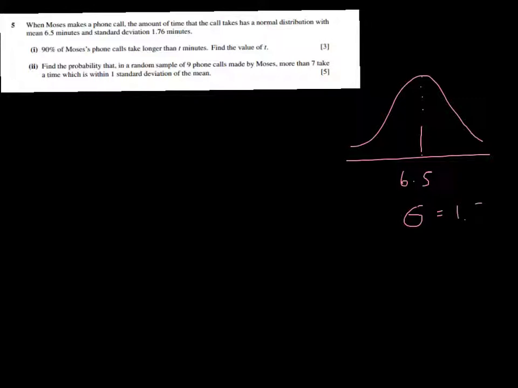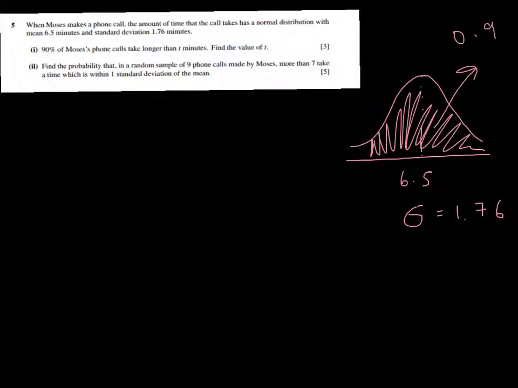Okay, so as you know, or as I've been telling you, or your teachers have been telling you, whenever you do normal distribution questions, you should always sketch it out. So over on the side, I'm just going to draw a little normal distribution curve for myself. I'm going to add on what the mean is, which is 6.5, and a little note that the standard deviation in this case equals 1.76. And what I'm after is that 90% of the calls take longer than a certain time, which means I'm looking for a value down here above which the area under the curve is 0.9 or 90%, so that's my t value there.